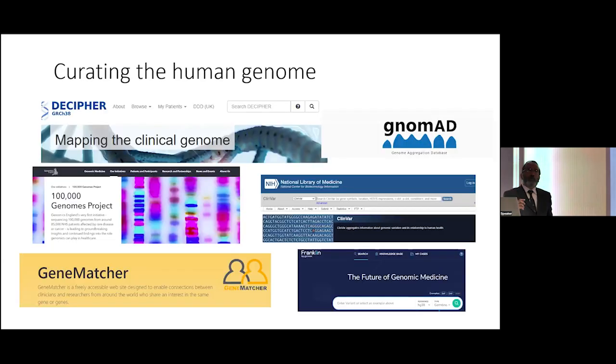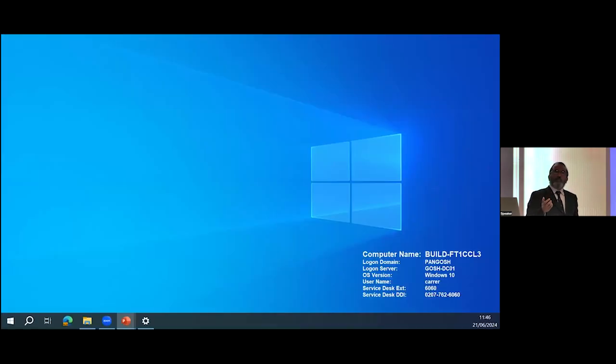So these are some of the various web-based resources that we use day to day, and many of these have been alluded to earlier. DECIPHER, gnomAD, the 100,000 Genomes Project, ClinVar, GeneMatcher, and the last one is Franklin, which is a web-based tool where you can put in various variants, and it helps to classify those variants.